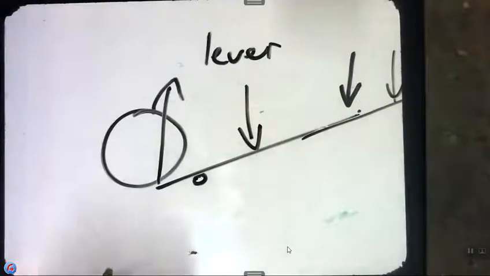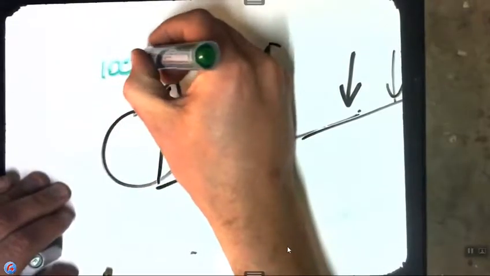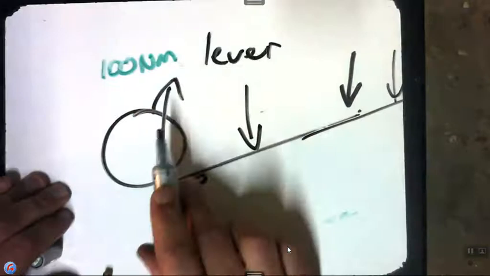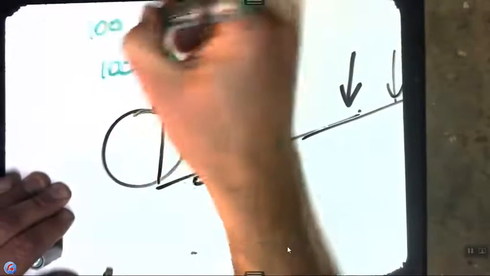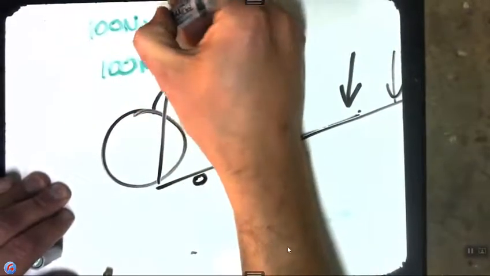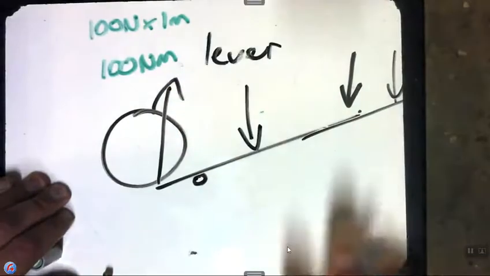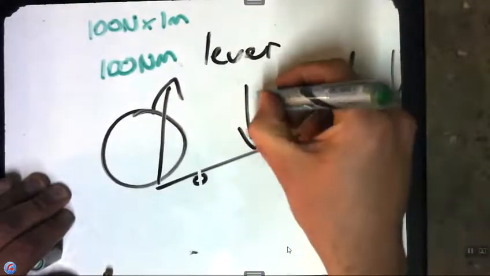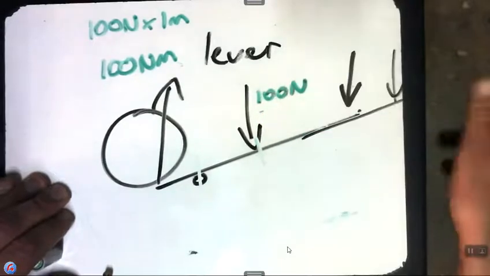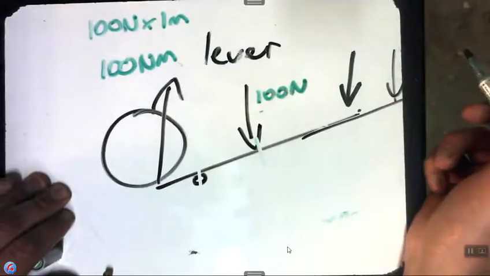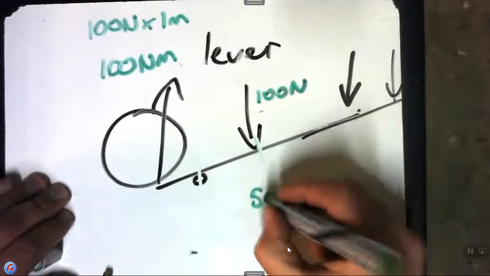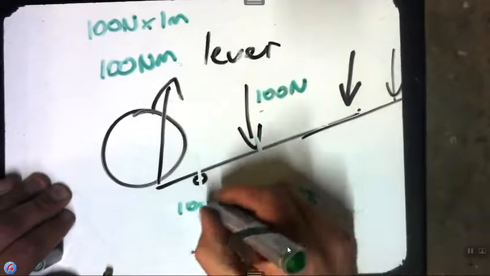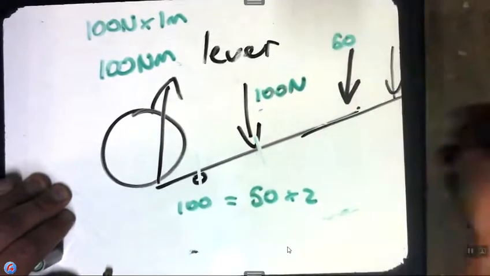So once again, let's say a turning effect of 100 Newton meters is needed to lift this. What is Newton meters? It means 100 Newton at a distance of 1 meter. So if I'm 1 meter away, I'm going to have to push down 100 Newton to lift up this object. If I'm 2 meters away, 50 times 2 also gives me 100. I only have to apply 50 Newton.